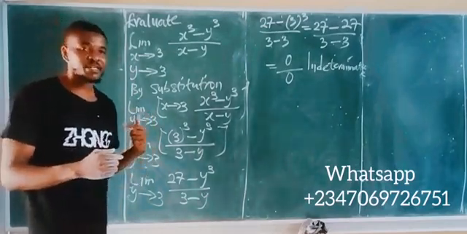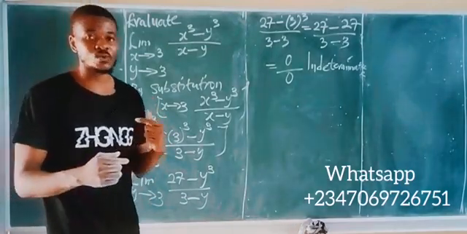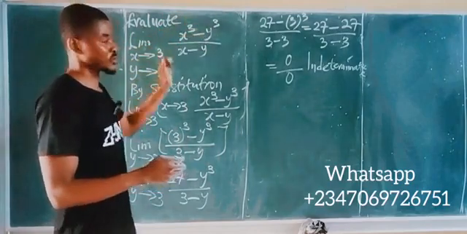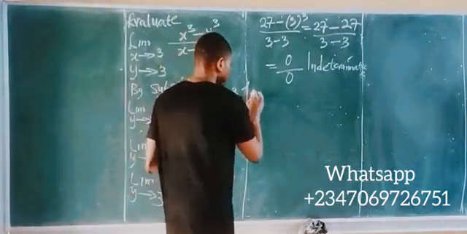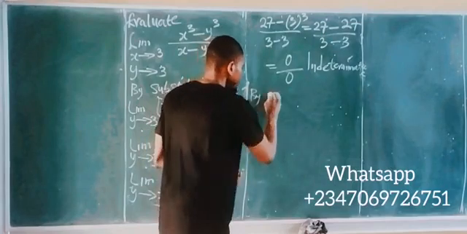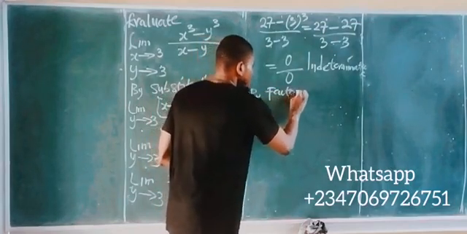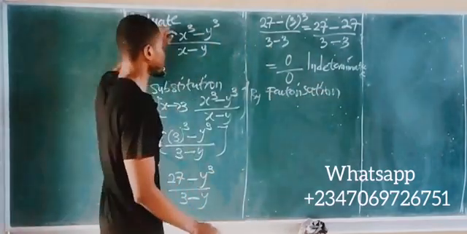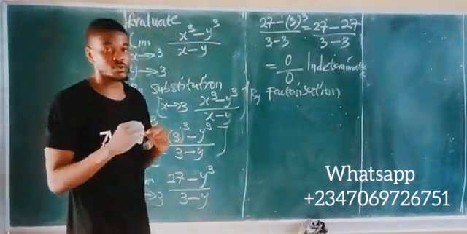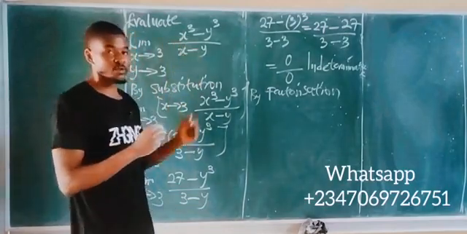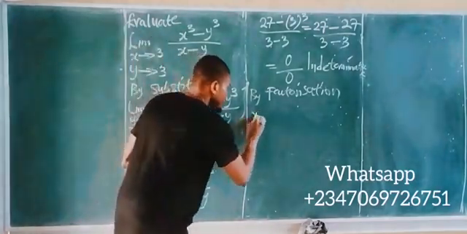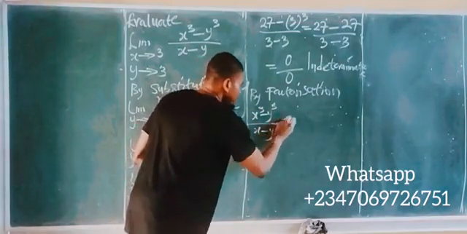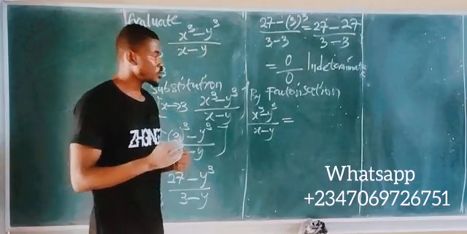So we have to try the next method. After direct substitution, the very next method to try is factorization. We'll see if we can factorize this given function. Now I'm going to show you a shortcut in which you're able to factorize x cubed minus y cubed. So x cubed minus y cubed all over x minus y is now equal to the factorized form.